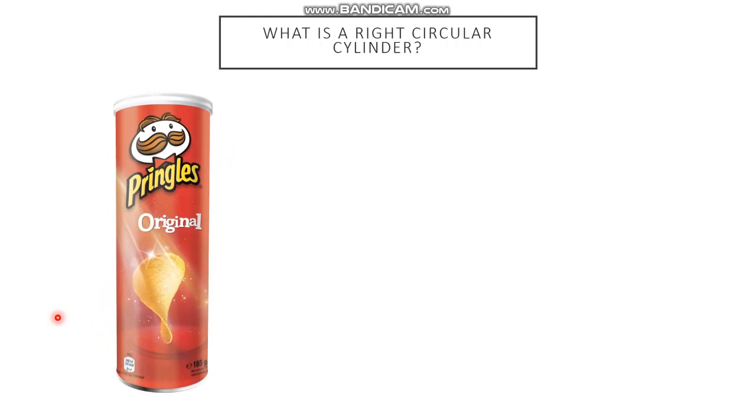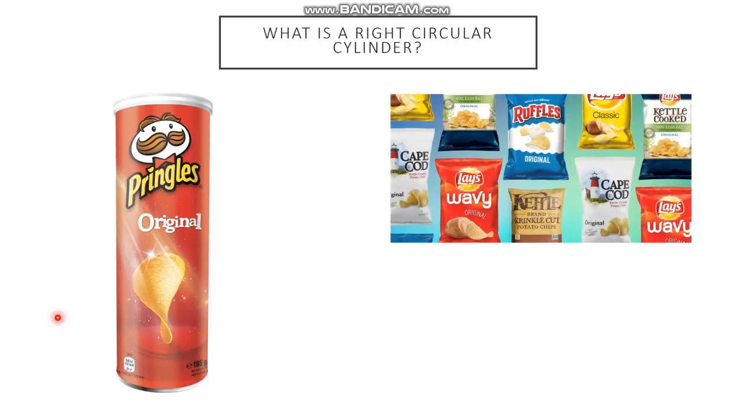You may have noticed that the container of Pringles is different from the packets of other potato chips. Other potato chips come in plastic bags that you can just pull open pretty easily. Pringles, on the other hand, come in a tall, round container that has a circular plastic lid. The shape of the container that Pringles come in is called a cylinder.